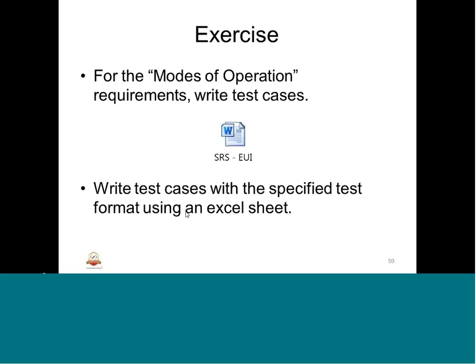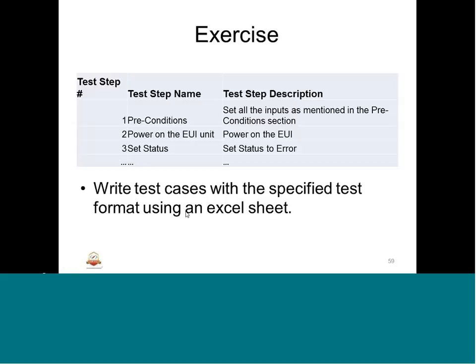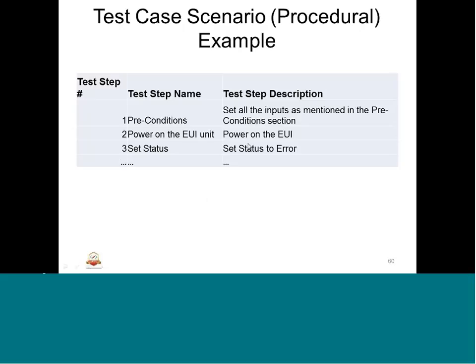As I said, you can use an Excel sheet to write it. The Excel sheet can be something like this. This is, of course, an example of a test case scenario or procedural example. You can identify test step 1, 2, 3, 4. Test step name just highlights what I am going to do. In the description, I am going to tell that set all the inputs as mentioned in the precondition. Preconditions means it will be pointing to a section which will specify the conditions that are required for executing this particular test.